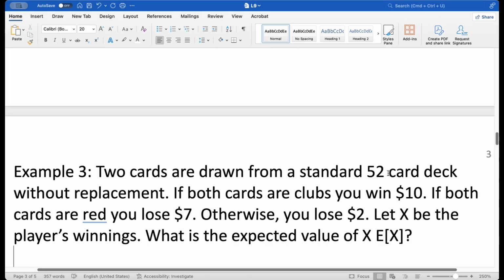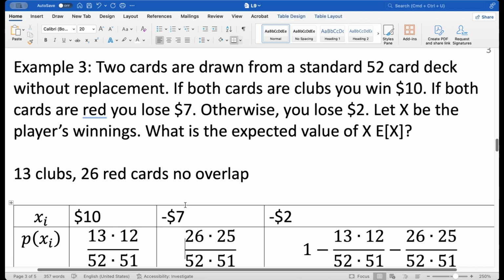What's the expected value? So the X values here are the amounts that you can either win or lose. You could either win 10, lose 7, or lose 2. So those are the X values. Now we have to calculate the probability of those occurring. So how do you win $10? You have to get a club twice without replacement.